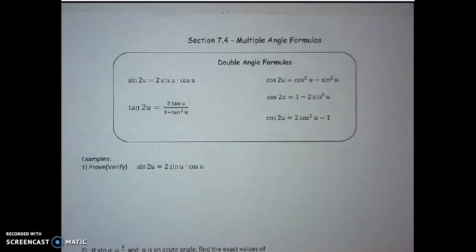Section 7.4, multiple angle formulas. This is not called multiple angle formulas because we are going to be dealing with problems that have multiple angles, but rather because there are, in this section, angle formulas and there's multiple of them. So we're going to start off with the double angle formulas.